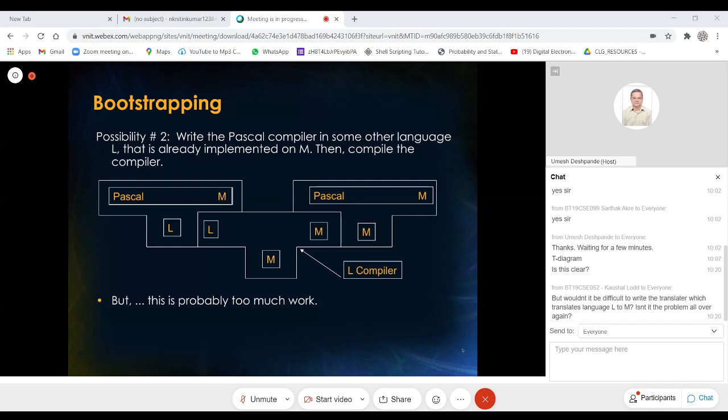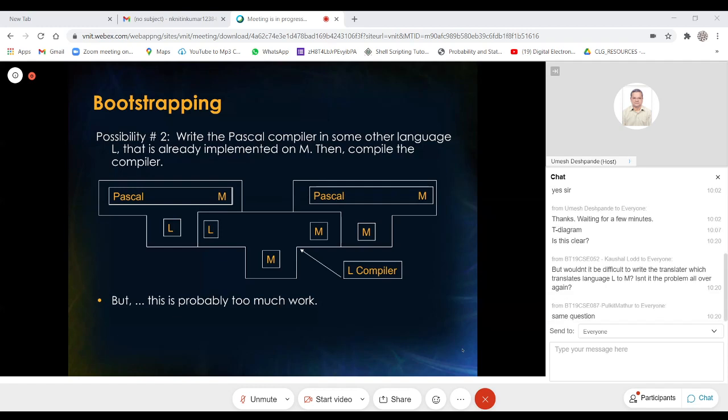Yeah, so Kaushal has asked a good question. So wouldn't it be difficult to write the translator which translates from L to M? Well, exactly. Pulkit also has the same question. So this is a tough question. I will take it up, but let me be a little slow so that everybody is in sync with what I'm saying. Of course, the first translator, the L compiler that has been shown out here, is tough to write. So let's postpone this discussion of developing the first compiler a little later, maybe today or in tomorrow's lecture.